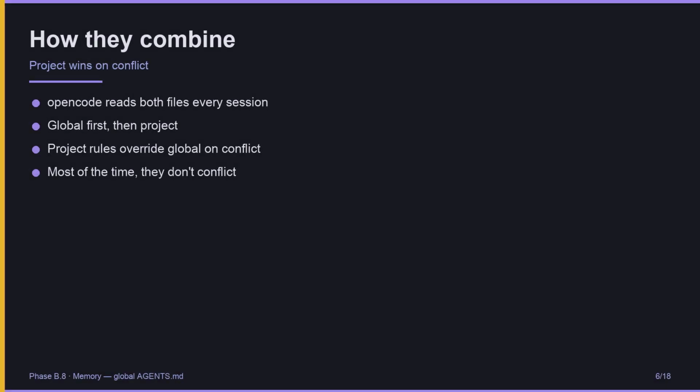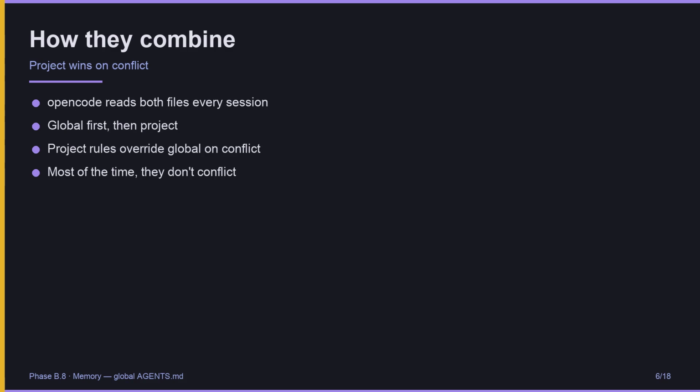How do the two files combine? OpenCode reads both every session, global first, then project. Project rules override global on conflict. So if your global says always type hints, but your project says no type hints, maybe a legacy codebase, the project wins. Most of the time, they don't conflict.